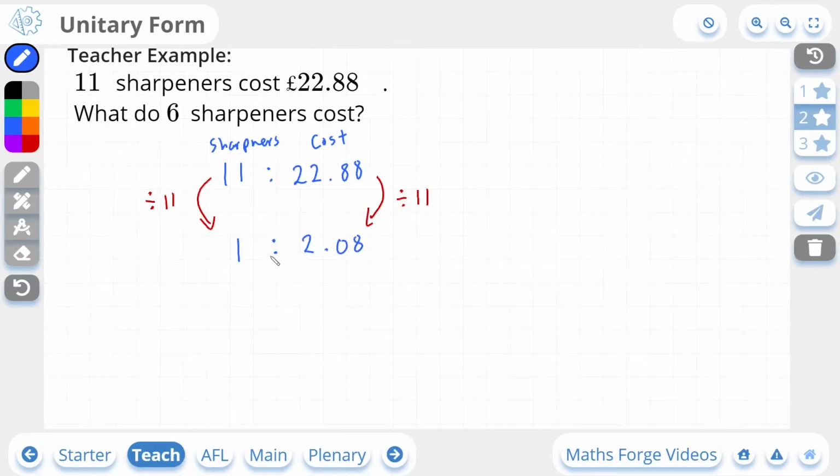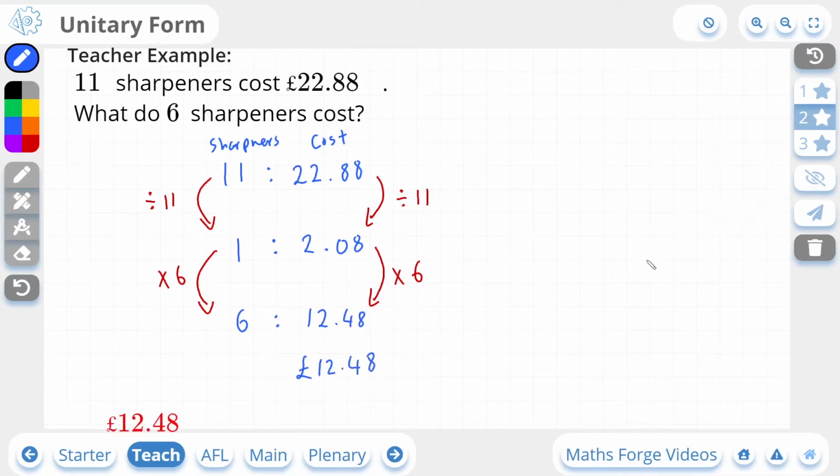So now that we found out how much 1 sharpener costs, we can go ahead and find out how much 6 sharpeners cost. And we do this by taking the amount of 1 sharpener and multiplying it by 6. This now gives us 6 sharpeners. And if we do this to the cost for 1 sharpener, it should give us the total amount for 6 sharpeners. So £2.08 multiplied by 6 gives us £12.48. So 6 sharpeners cost £12.48. And if we check our answer, there it is.